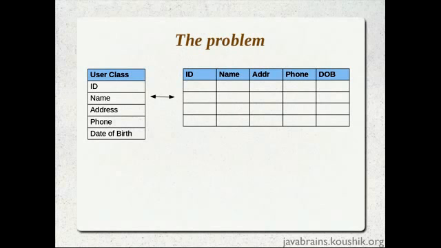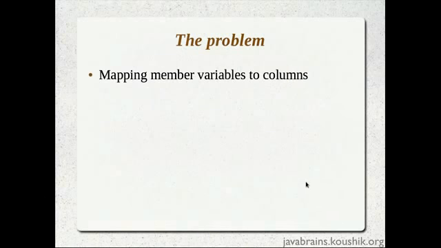So what are the problems that we face here? What are the pain points? The first pain point, as I told you, we need to map the member variables to the columns. Each and every member variable that we have to persist has to be mapped manually. Of course, you can have a procedure for each of the objects, and you write the code once, but you still have to do it.